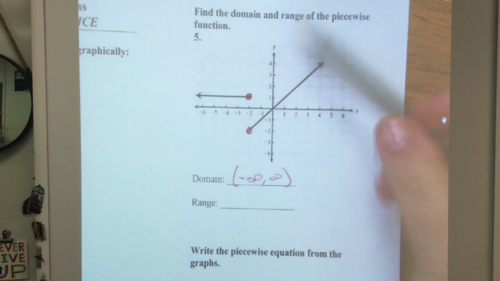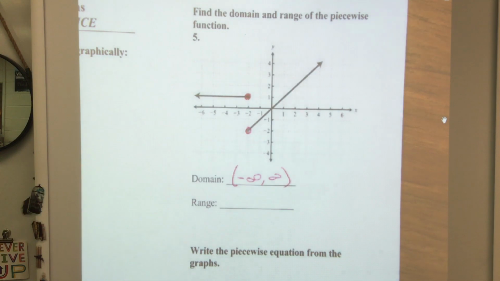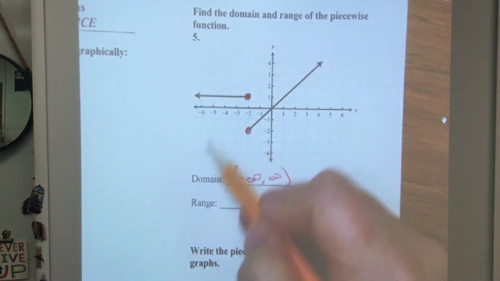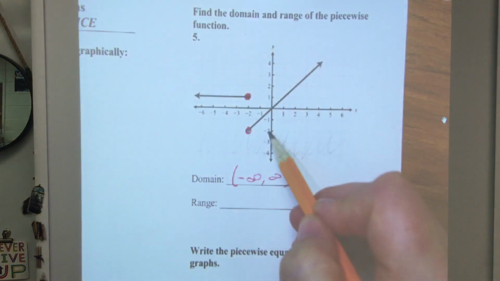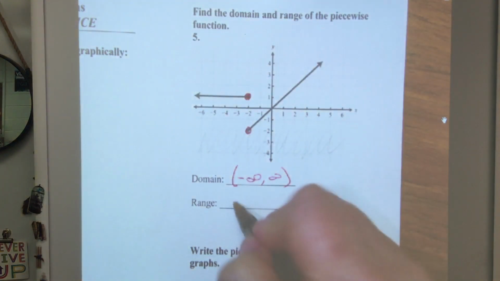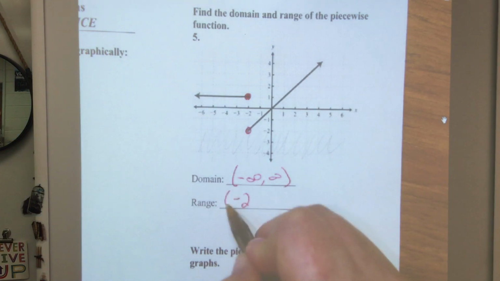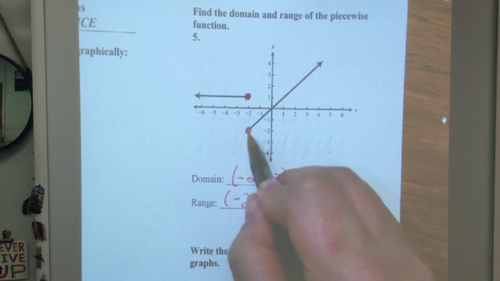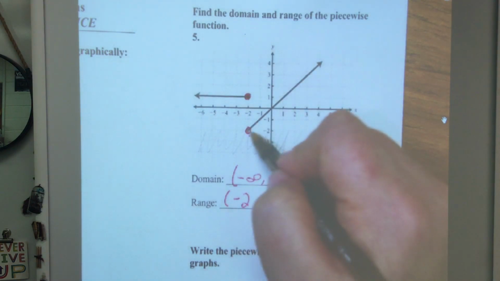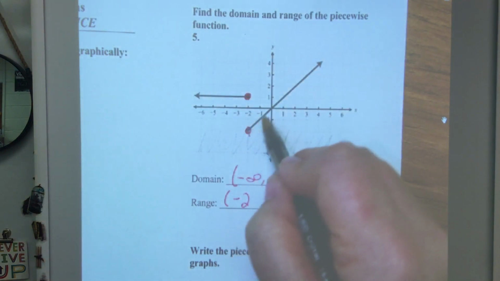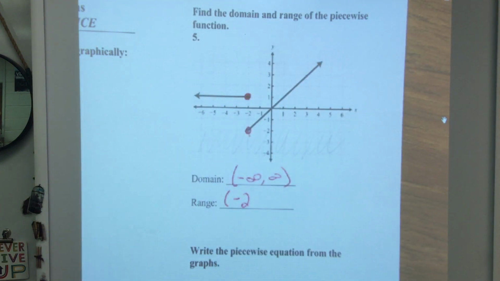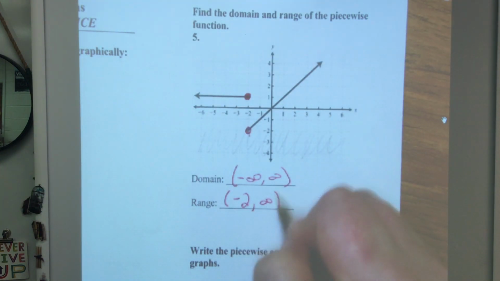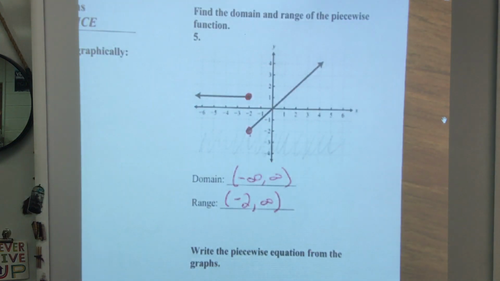And then you could also look at it as it starts here at -2, so none of this stuff below -2 is part of the graph. So it really starts at -2, and I would put a parenthesis on the outside because of the open circle. It doesn't touch -2, it just starts from -2. And then it goes and includes every point on the graph going to infinity. So we didn't even need this one, this line. So there is our domain and range.